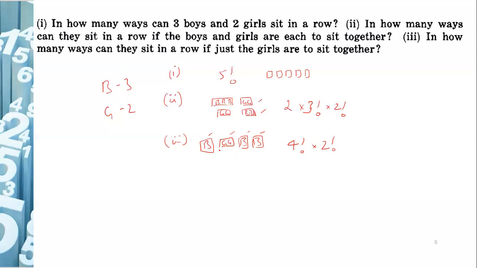So externally we can arrange them in 4 factorial, and internally two girls can be arranged in 2 factorial. This is the number, and this is how we can discuss it. These are the simple basic concepts which you are supposed to know before going for probability from permutations. In the next section, we'll be discussing combinations. Thank you all.